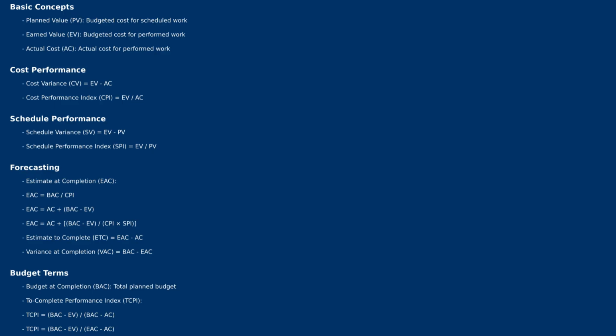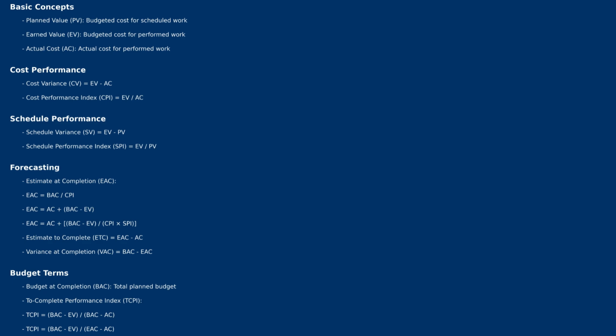Let's get into the formulas now. CV stands for cost variance. The formula is EV minus AC, earned value minus actual cost. When cost variance is negative, it means the project is over budget. When cost variance is positive, it means the project is under budget. SV stands for schedule variance. It is earned value minus planned value. When schedule variance is negative, the project is running behind schedule. When schedule variance is positive, the project is ahead of schedule.